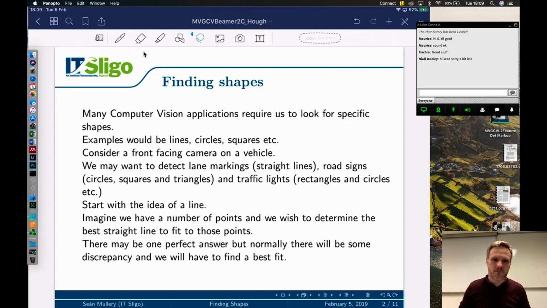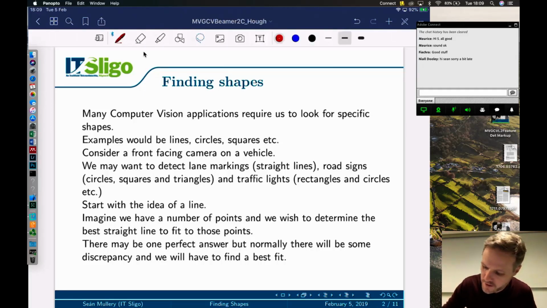So we're going to start with the idea of a line, and we're going to take that as the basis for what we're looking at. But do remember that we can really extend this to almost anything that has a mathematical model associated with it. So imagine we have a number of points, and we wish to determine the best straight line that would fit all those points. Okay. So for example, let's imagine that we've got a load of points.